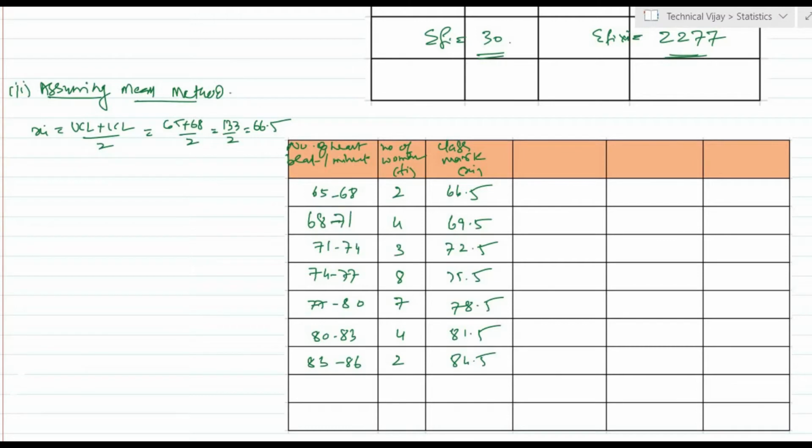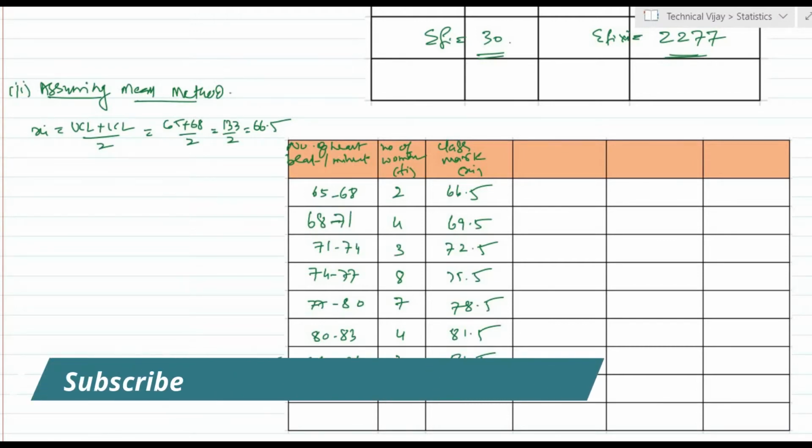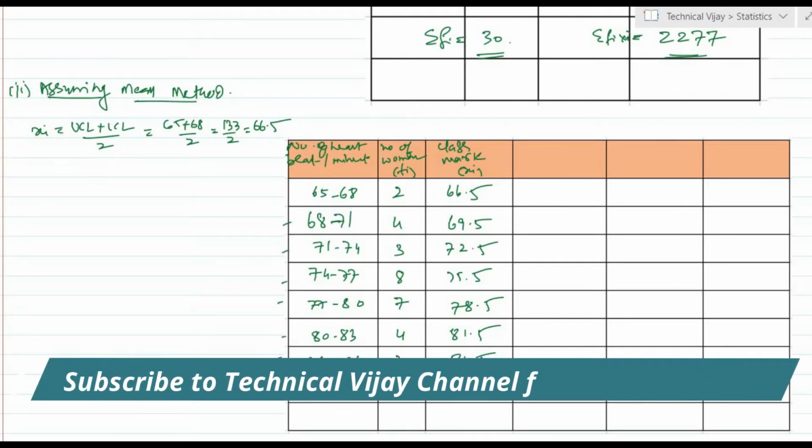Now here we have to assume one mean. See, there are 1, 2, 3, 4, 5, 6, 7 classes. So here 1, 2, 3 we leave, and take the middle one. In this class we will take this one as the assumed mean, that is A equals 75.5.